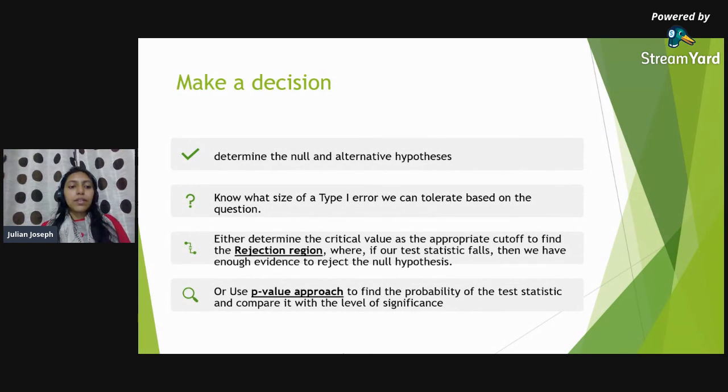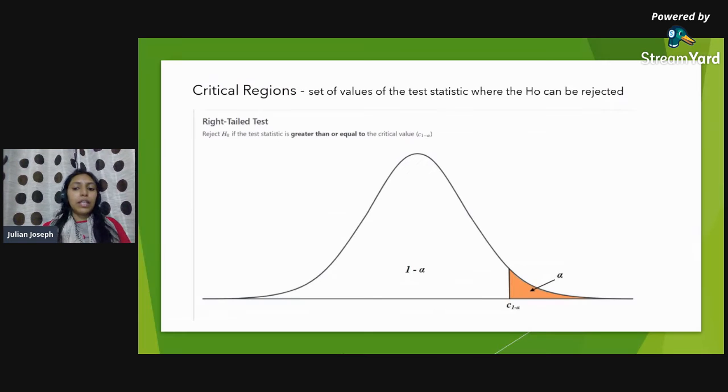So when you make a decision, you've done these two steps. The first two steps, you've determined the null hypothesis and an alternative hypothesis. You know what the size of type 1 error is that can be tolerated, and then you can either have this p-value and alpha comparison, or you can have the rejection region approach. In a rejection region approach, you have a cutoff value, a threshold value that you actually decide for that particular question. And if our test statistic falls within that region, we have enough evidence to reject the null hypothesis.